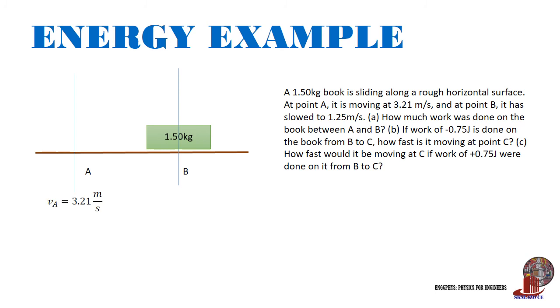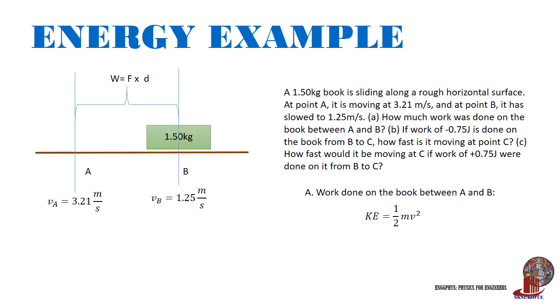Illustrating the situation, we have a book of 1.5 kilograms sliding on a horizontal surface where, at point A, it has a velocity of 3.21 meters per second, and at point B, it slowed down to 1.25 meters per second. Requirement A is asking for the work done on the book between A and B. With the velocities given, we can solve for the kinetic energy. At point A, KE is equal to half of 1.5 times 3.21 squared, which would give us 7.73 joules. And at point B, half of 1.5 times 1.25 squared would give us 1.17 joules.